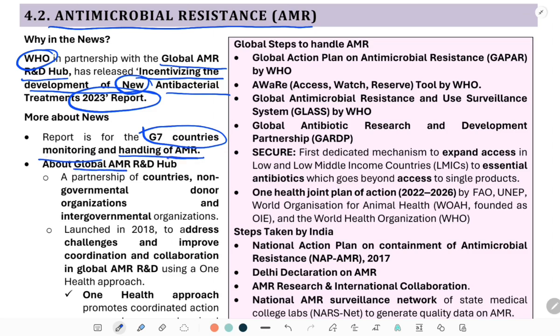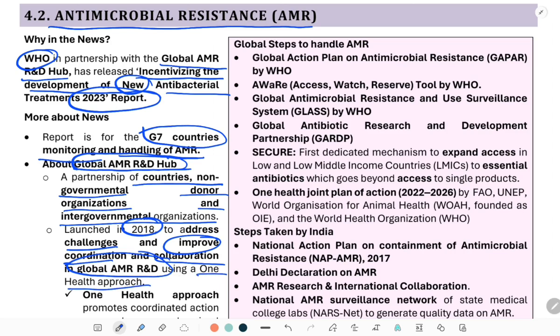We'll see about this Global AMR R&D Hub. It's a partnership of countries, non-governmental donor organizations and intergovernmental organizations. It was launched in 2018 to address the challenges and improve the coordination and collaboration in global AMR R&D using a One Health approach.